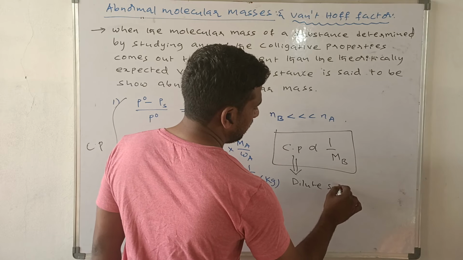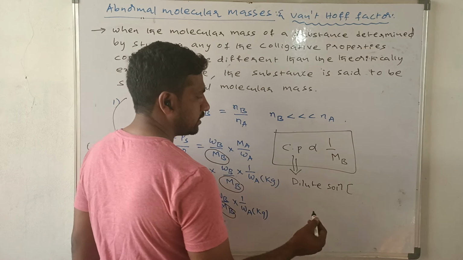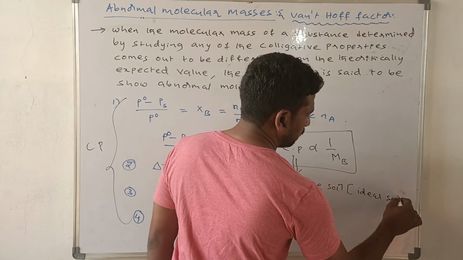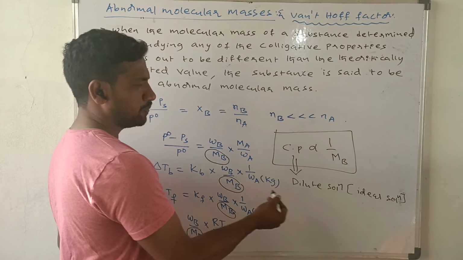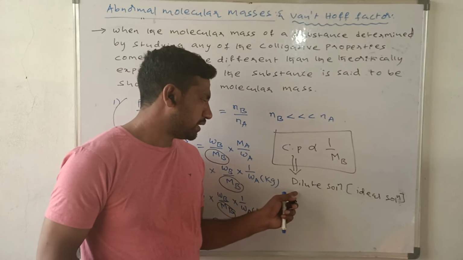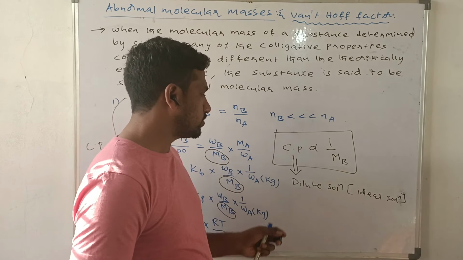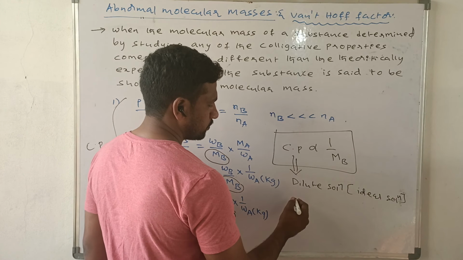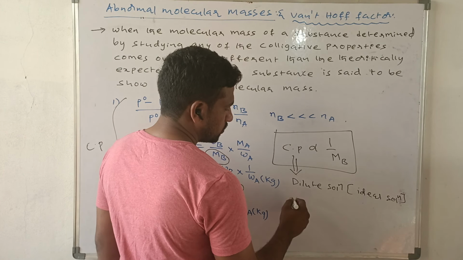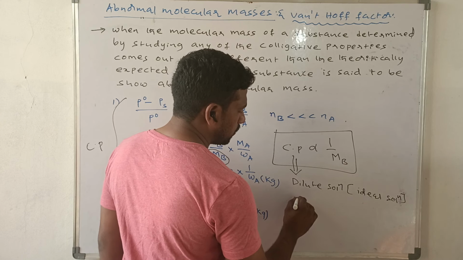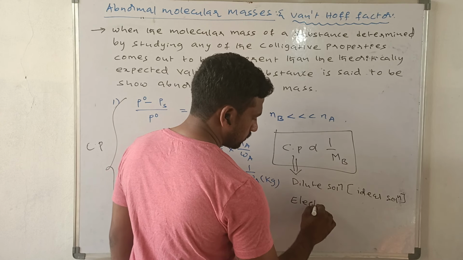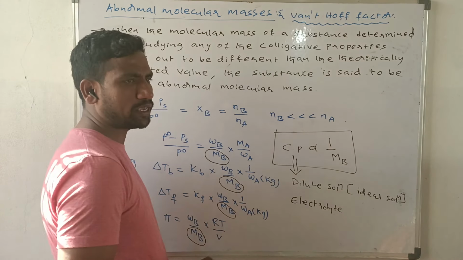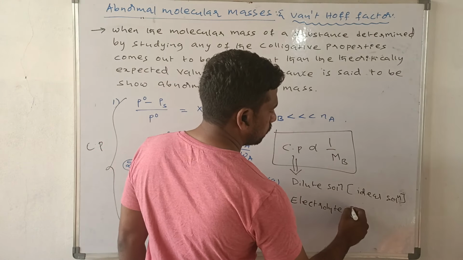Dilute solutions, in other words, we can call them ideal solutions. It will be applicable for ideal solutions, that means dilute solutions. And also these are applicable for non-electrolyte solutions. They are not applicable for electrolyte solutions. These colligative properties are not applicable for electrolyte solutions.